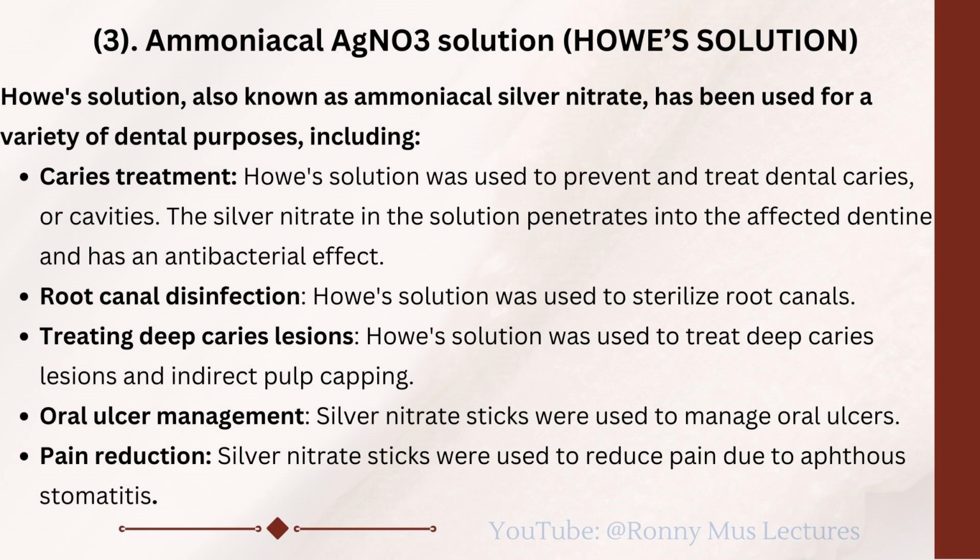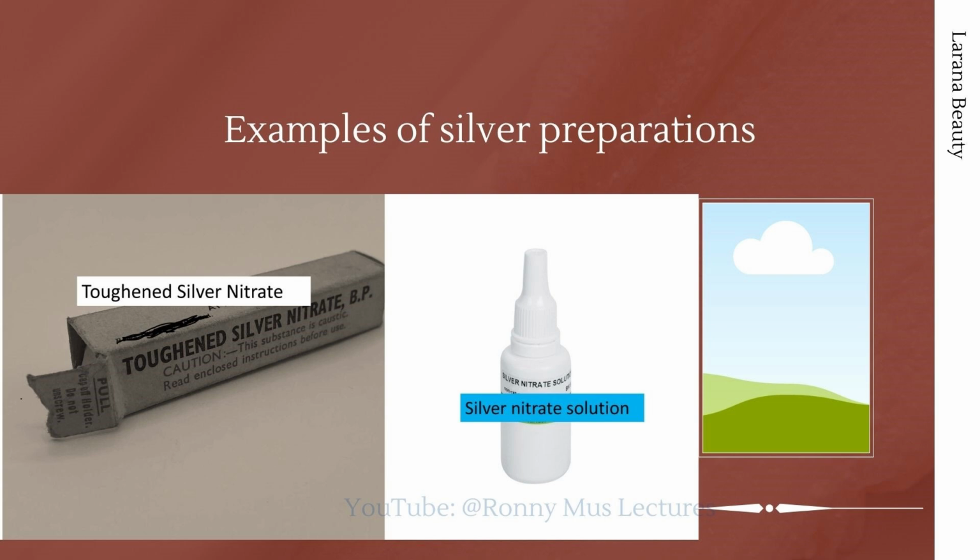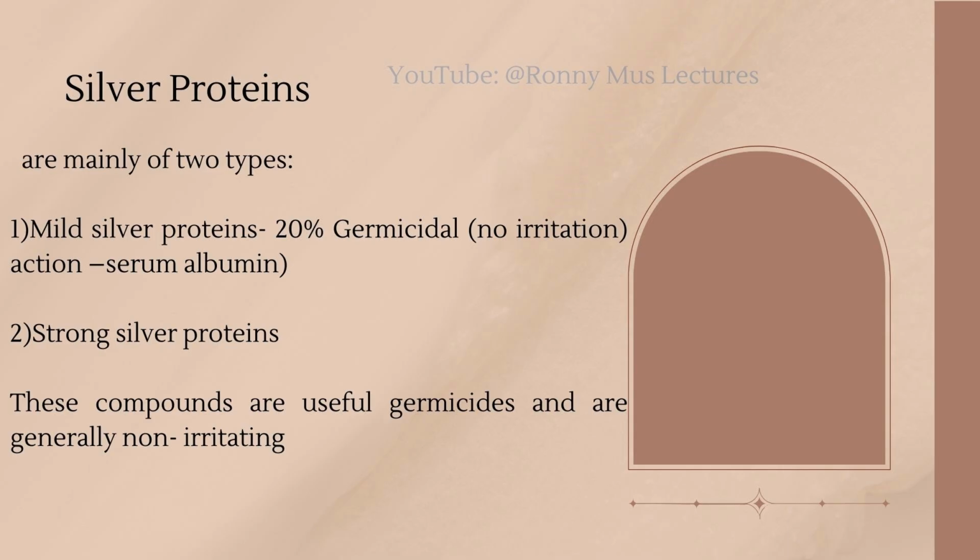It can also be used in pain reduction, whereby the silver nitrate sticks were used to reduce pain due to aphthous stomatitis. This slide shows examples of silver preparations. We have toughened silver nitrate and also silver nitrate solution. If we look at silver proteins, they are mainly of two types: mild silver proteins and strong silver proteins. These compounds are useful germicides and are generally non-irritating.